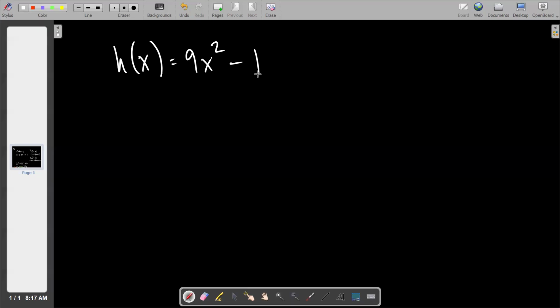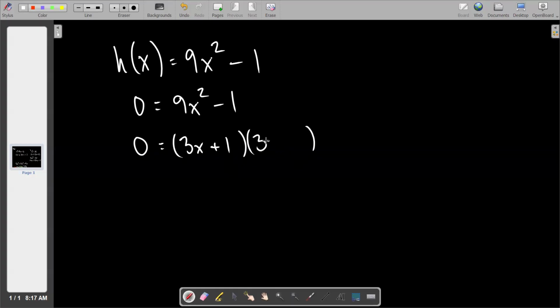What is this thing? We're going to replace the h of x, the name of the function, with 0. And then we're going to do our thing. Keep that 0 around. And what does 9x squared minus 1 factor down into? 3x plus 1 and 3x minus 1. Right. That's it. Standard basic difference of 2 squares.